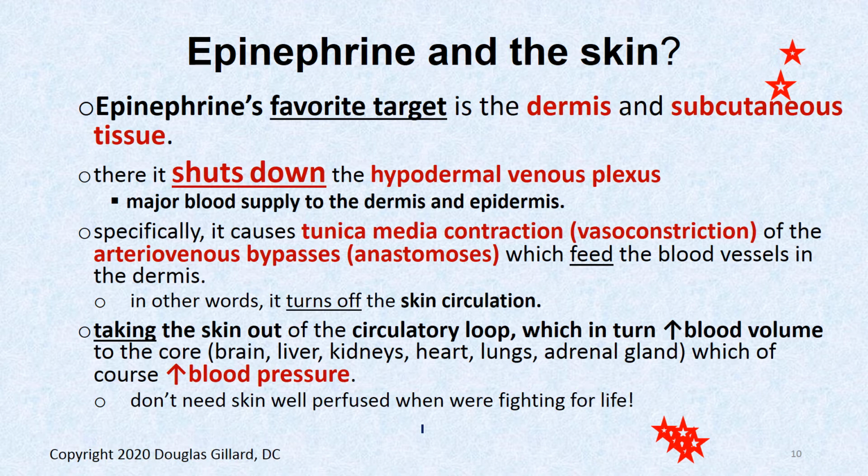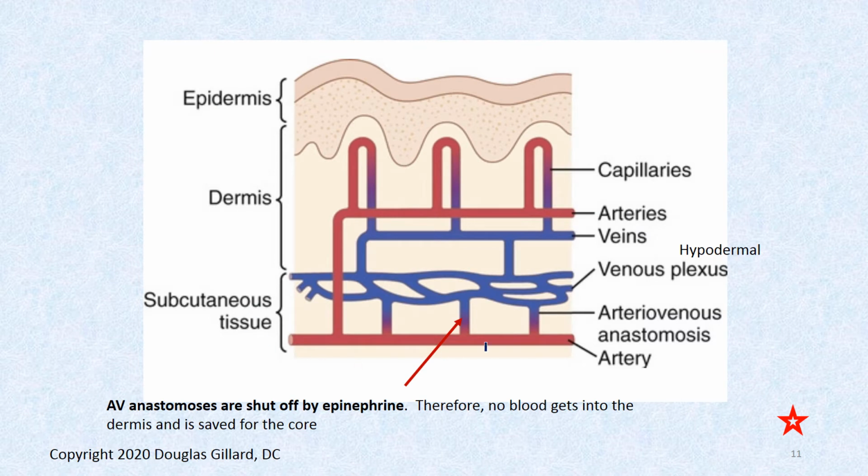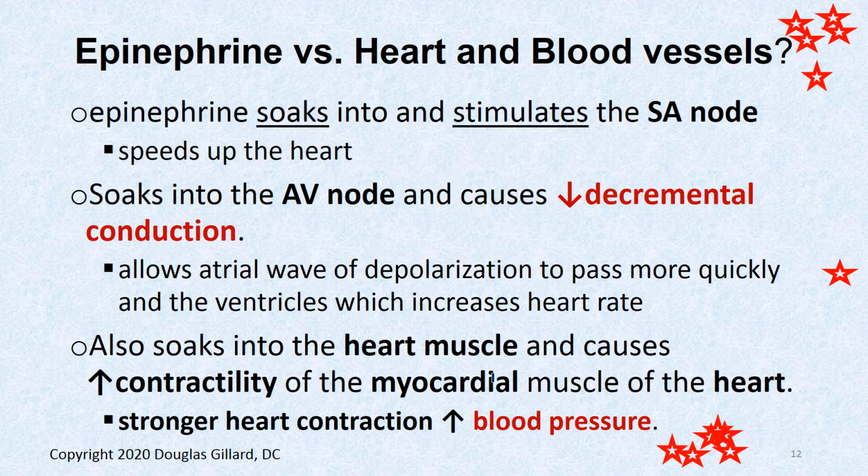And that's exactly what it does. Let's see where it affects. So this is an AV anastomosis here, these pipes. So here's blood flow going like this. And normally on a normal day, the blood would dump into this venous plexus here, and it would circulate and feed all the cells of the dermis. It would circulate up and feed the epidermal cells, the ones that are still alive. But if you're bleeding, we can shut these things right off, and that's exactly what epinephrine does. It shuts down those AV anastomoses.